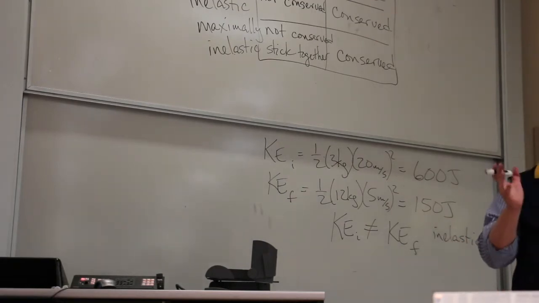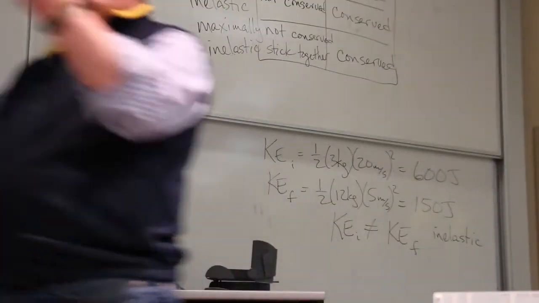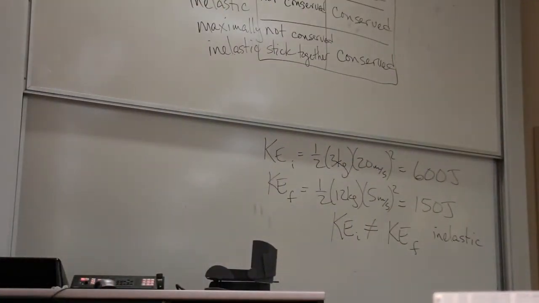There's not some test that you can just visually do to tell whether something is elastic or inelastic. You can tell if it's maximally inelastic or not, but for the other two you just have to do the calculation. Did the kinetic energy stay the same or did it not? Now the next question on this problem asks, what's the friction force on the rough section of track?